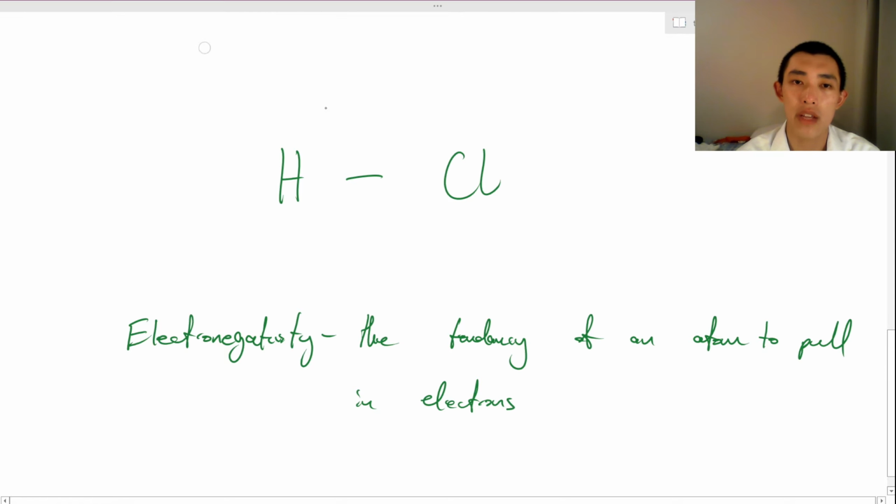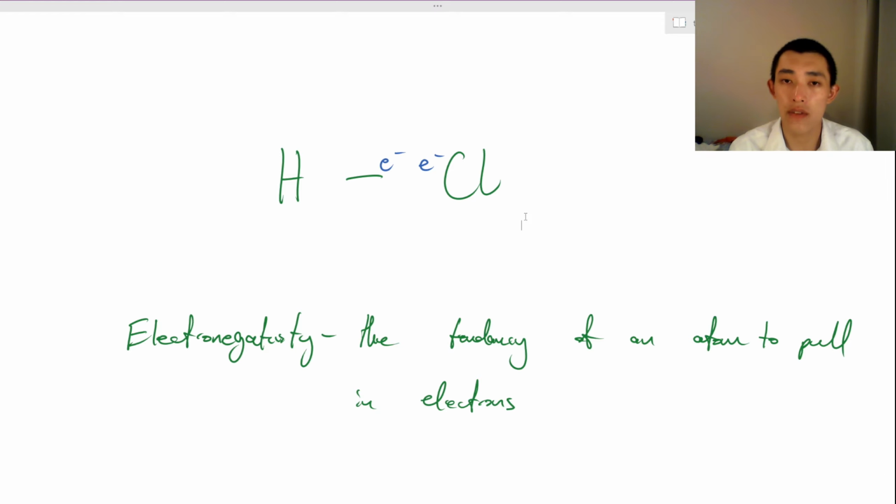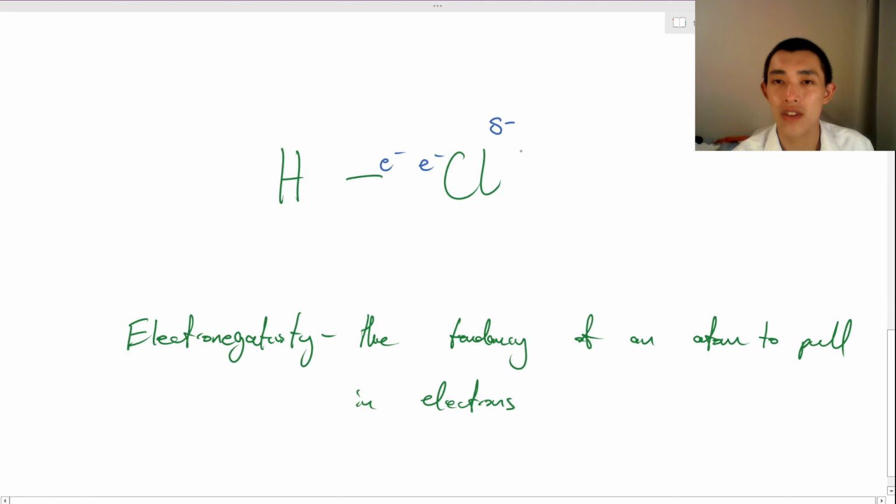So you can imagine that if you have the electrons sitting between them, chlorine is saying come here, and hydrogen is saying oh come here, but its pull is very, very weak. Well then the electrons are naturally going to want to come towards the chlorine. And so what's happened here? We have unequal sharing, and the chlorine has pulled the electrons towards itself. And what happens when you get more electrons? Electrons have negative charge, so the chlorine is going to become partially negatively charged.